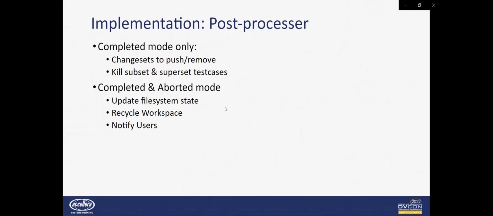And then for completed and aborted mode, the aborted run mode only runs these three steps. We update our file system to correctly reflect the state of all of our test cases. We recycle our workspace and we notify users. So whenever we call this Jenkins API, we know that all these aborted jobs will take care of themselves.